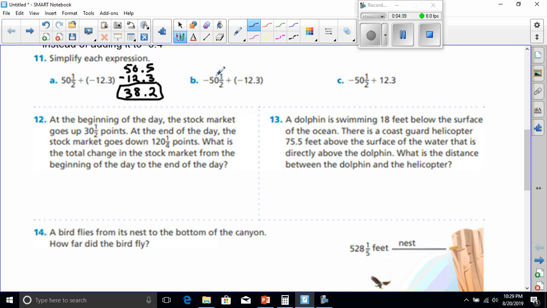B, we have a negative 50 and 1/2 and a negative 12.3. Well, the signs are the same. So when the signs are the same, we add the numbers and keep the sign. So we're going to take 50.5. We're going to add it to 12.3. And since both the signs are negative, our answer is going to be negative. And that should give us 62.8.